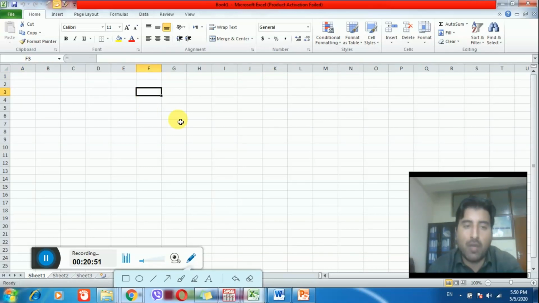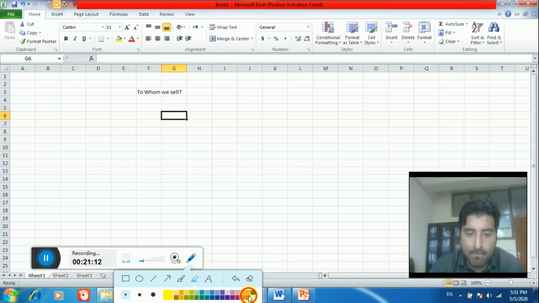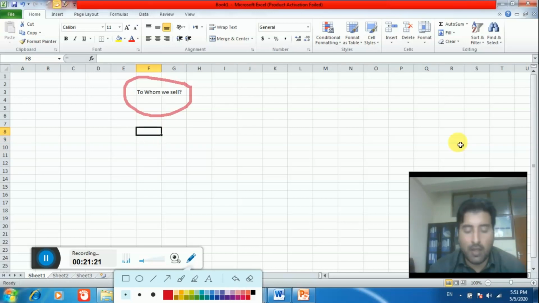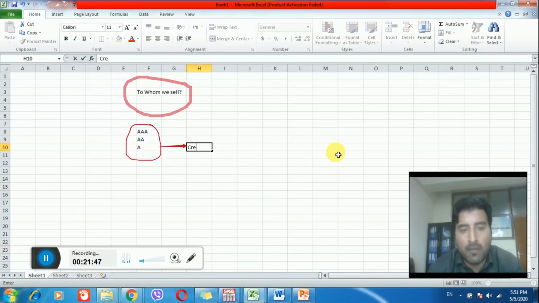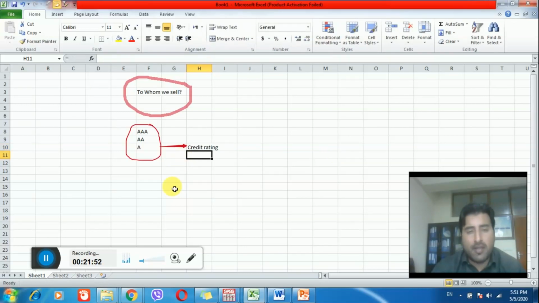We talk about the quality of the customer's credit. The first one is to whom we sell. Look here, dear students. We have triple A, 2A, and 1A. This is what is called credit rating. We call it credit rating. What does this credit rating mean?